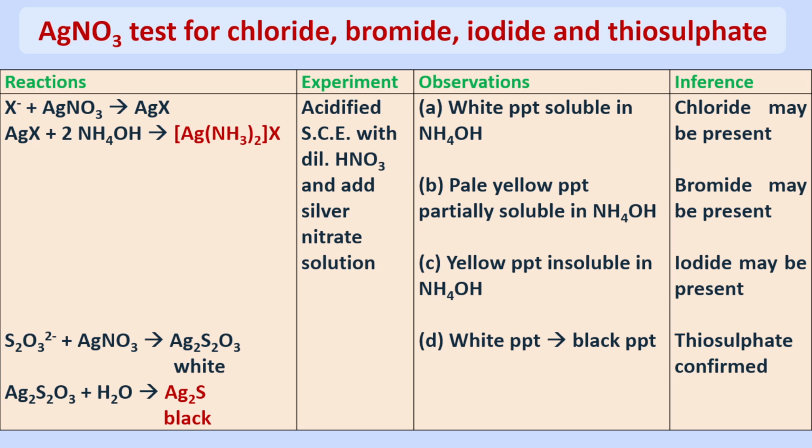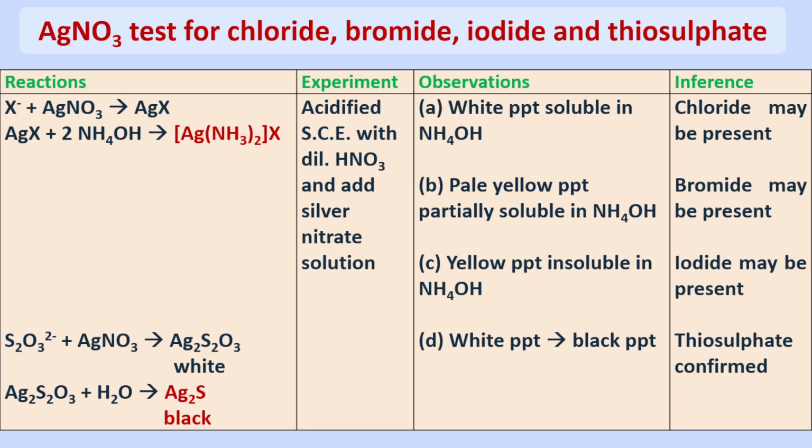Acidify the sodium carbonate extract with dilute sulfuric acid and add silver nitrate solution. The formation of a white precipitate soluble in ammonium hydroxide indicates the presence of chloride ion. A pale yellow precipitate partially soluble in ammonium hydroxide indicates bromide ion, and a yellow precipitate insoluble in ammonium hydroxide indicates iodide ion. A formation of white precipitate which changes to black precipitate indicates the presence of thiosulfate ions.